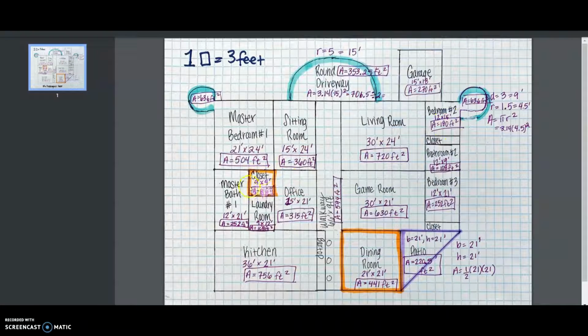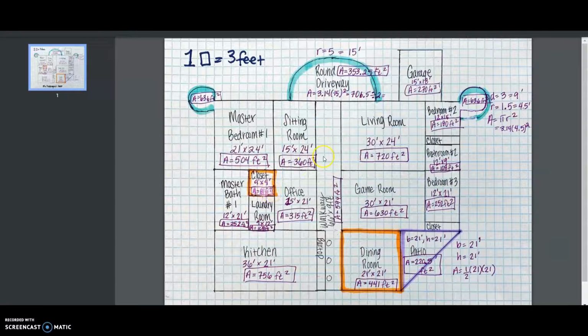Now, my master bedroom over here has a separate walk-in closet, so I had to take that area separately. So I did my master bedroom, and then off to the side is my walk-in closet. It's 9 by 9. That's an 81 feet squared area.